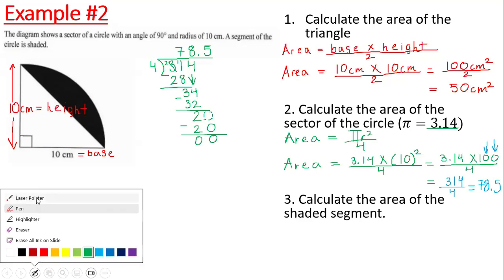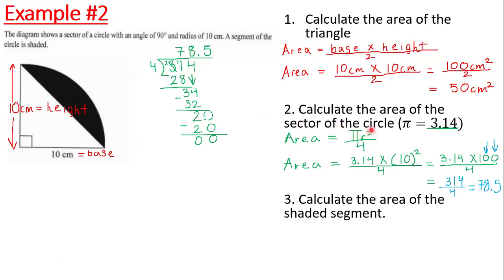Basically, the formula that we use is pi r squared divided by 4. We divide it by 4 because we're talking about a quarter of a circle, which is 1/4 of a circle, like that little piece. If it was half of a circle, we'd divide by 2. But it's a quarter of a circle, so we divide by 4. Now, the pi is 3.14, so that stays.